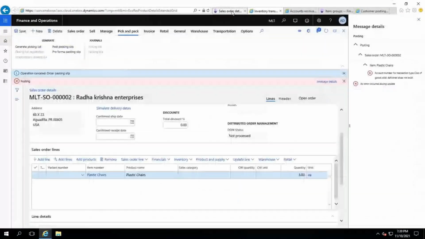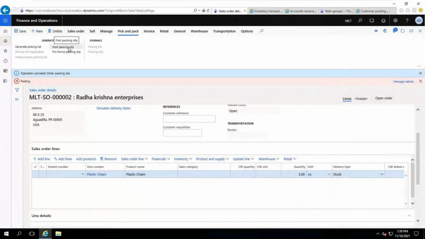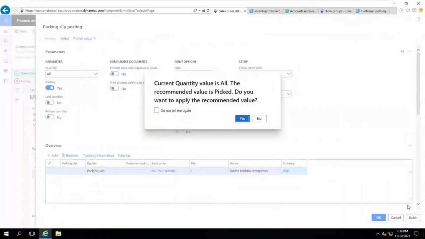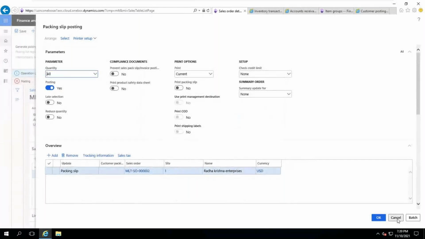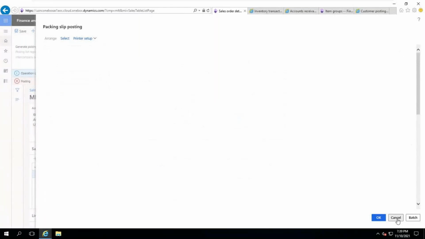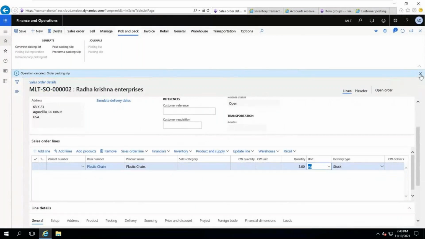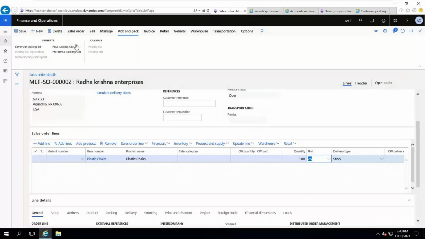This account will be mapped in general. Now let me post packing slip. Sorry, I have to close this error message first. Always it is better to close the error message before going to the next action. Otherwise you will get confused whether this error message belongs to this action or the previous action. So better to delete the messages before proceeding.